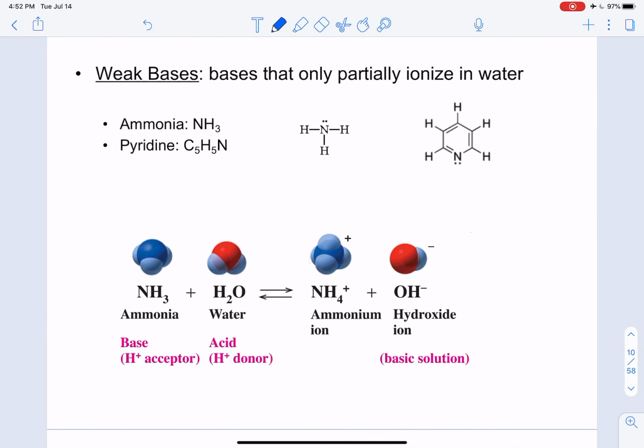So if you look at ammonia right here, it looks like it would probably be an acid because it has a lot of hydrogens on it. But the thing about it is that nitrogen does not give away those hydrogens, so it doesn't act as an acid. What happens is you have your weak base in water. So say we have ammonia right here.